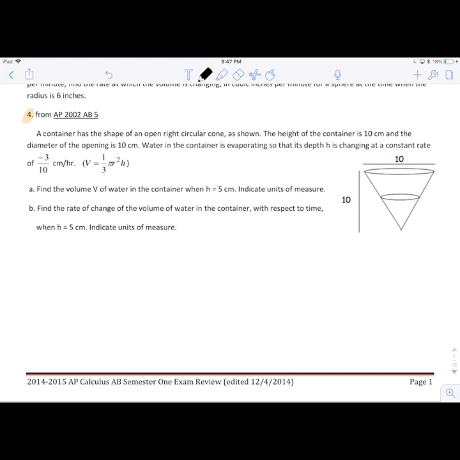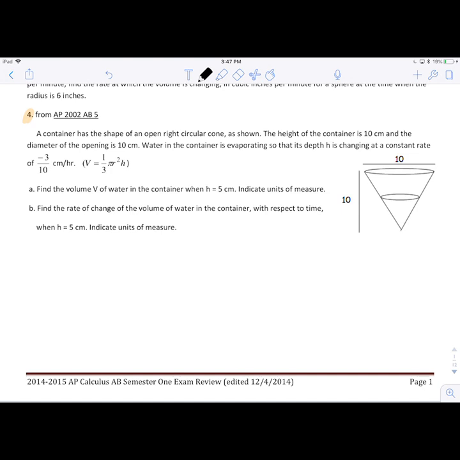So number 4, it says, a container has the shape of an open right circular cone as shown. The height of the container is 10 centimeters and the diameter of the opening is 10 centimeters. Water in the container is evaporating so that its depth, h, is changing at a constant rate of -3 over 10 centimeters per hour. And then it gives the volume formula for the right circular cone.